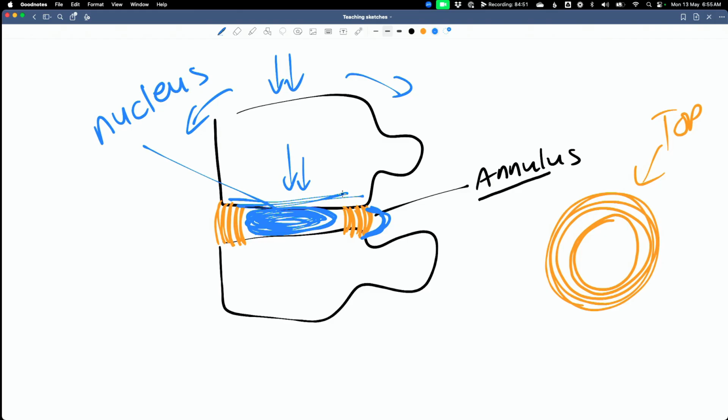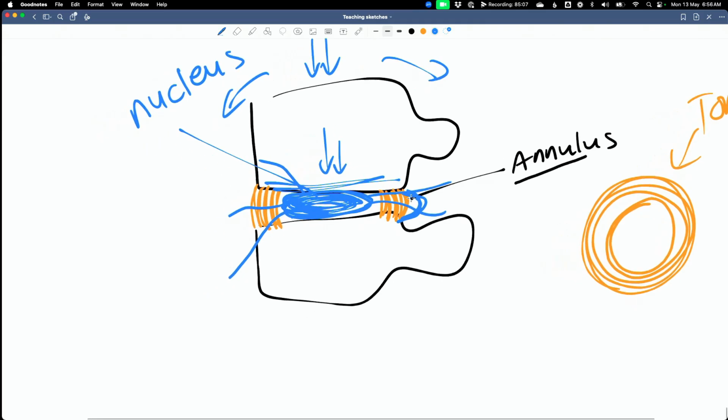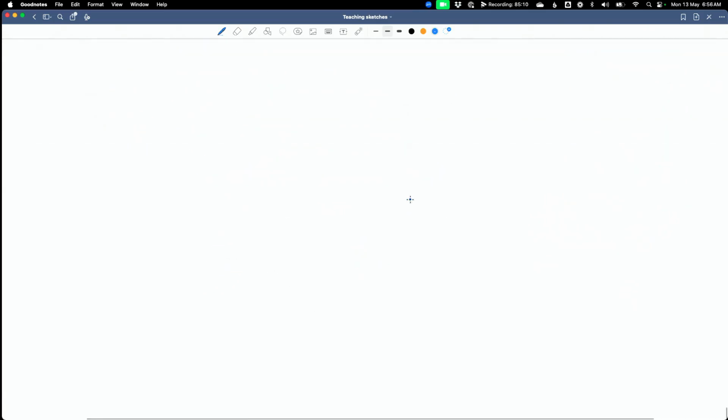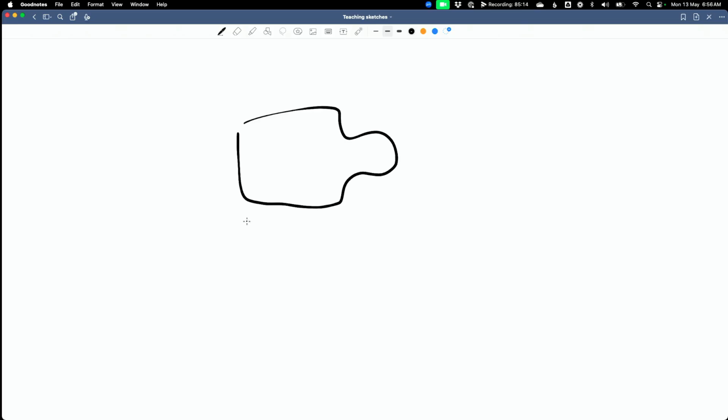Now, what happens in disc degeneration is the disc doesn't wear out. It's not a wear and tear thing. Remember we said it's a genetic thing? What happens is the water leaks out. So now you've got less water in there. So you've got your two adjacent vertebrae.